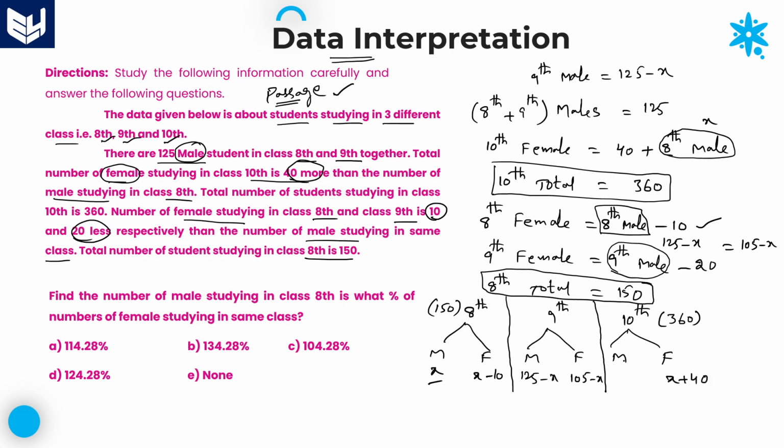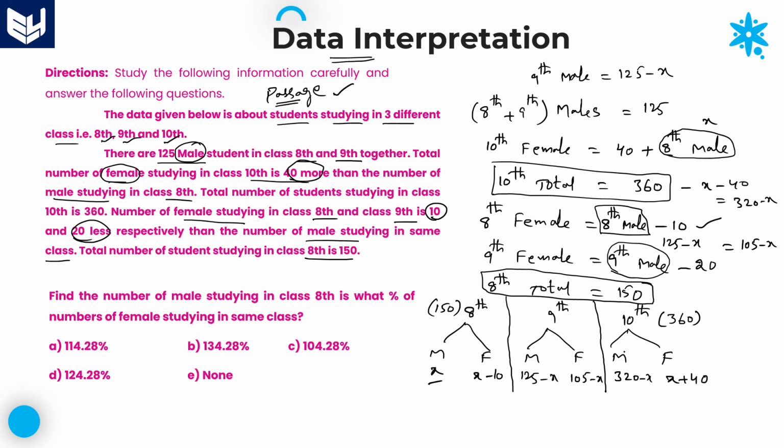So the total is 360, and in that the females are x plus 40. Now the remaining value left over is 360 minus x minus 40. That is equal to how much? 320 minus x. That is the total value of males in 10th class.